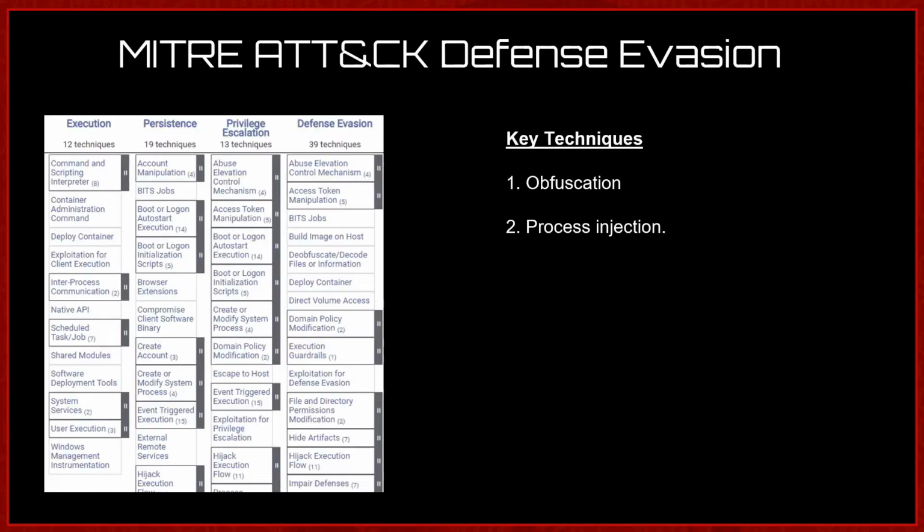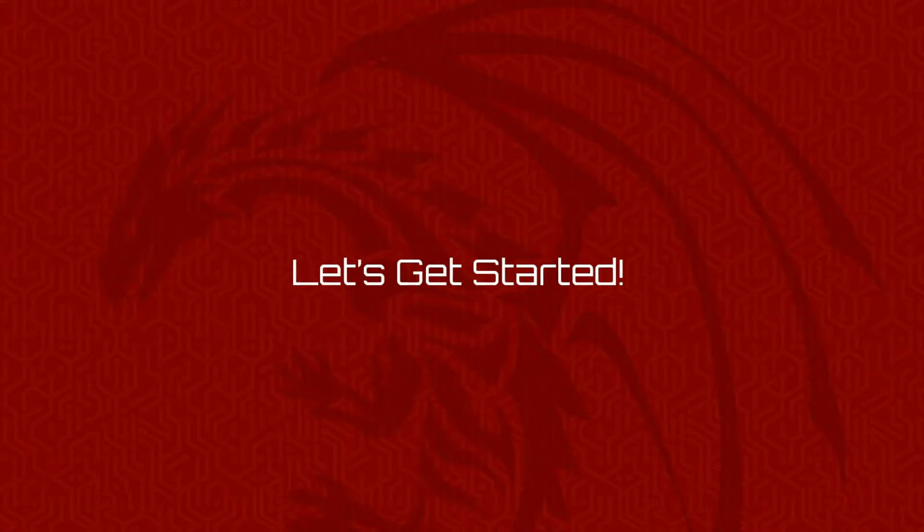Now, when we talk about the MITRE ATT&CK defense evasion tactics and the techniques that we'll be utilizing, we're going to be taking a look at obfuscation and process injection. So obfuscation will be on-disk evasion, and process injection will be in-memory evasion. So we'll take a look at these two techniques and how they can be facilitated. Right, so that being said, we can get started with the practical aspect of this video. So I'll see you back on my Kali VM.